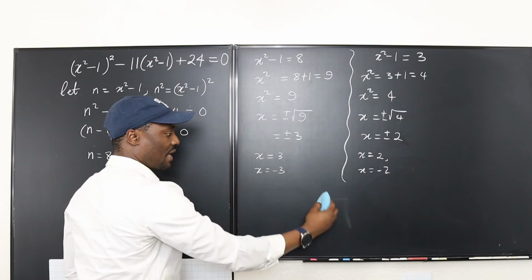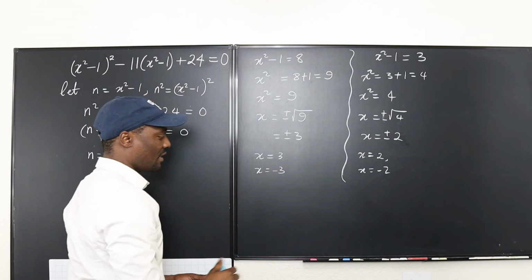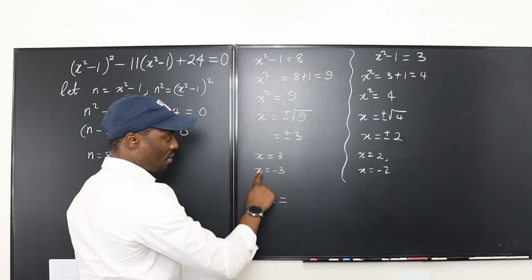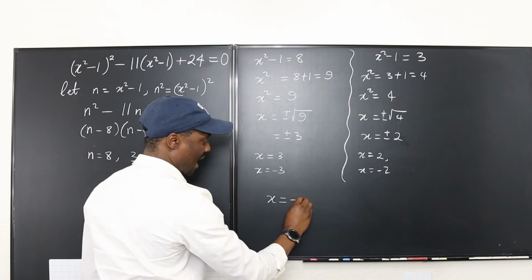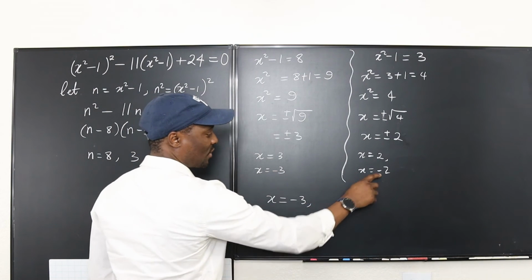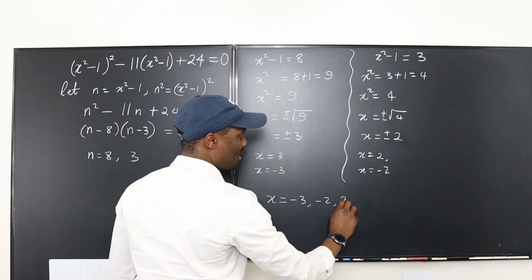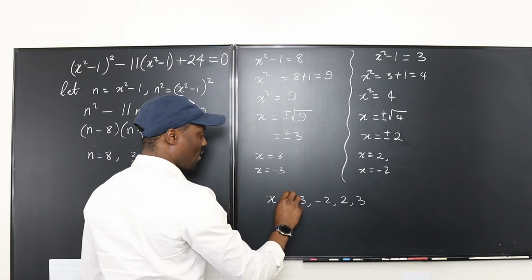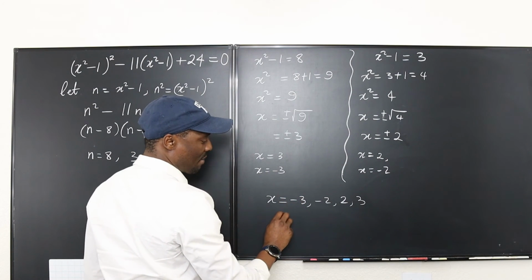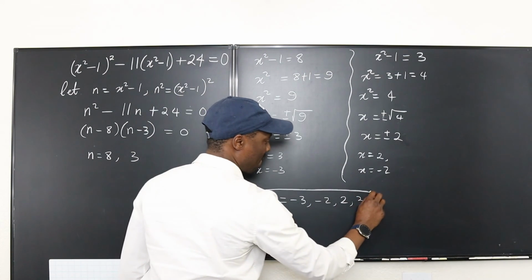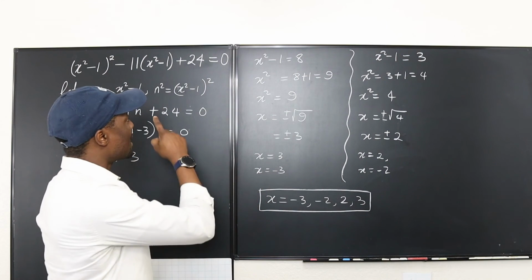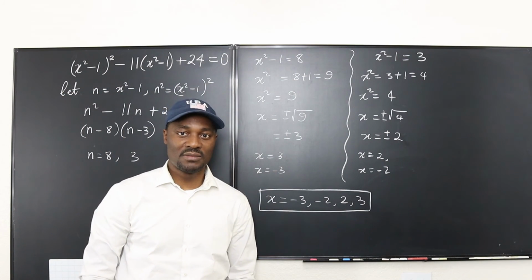And ultimately, we can just write out the answers like this. x equals, what's the smallest number? Negative 3. x also can be negative 2, x can be 2, and x can be 3. These are all the possible answers that x could be. Any of these will satisfy the quadratic equation.